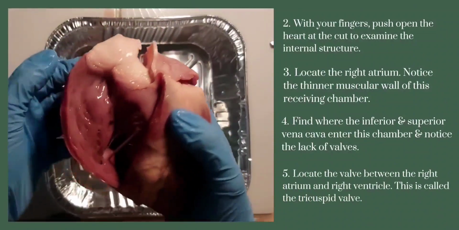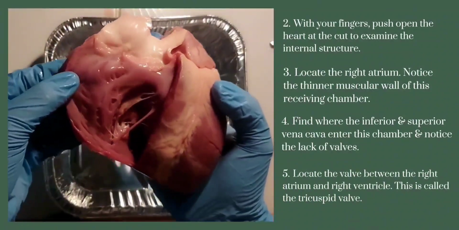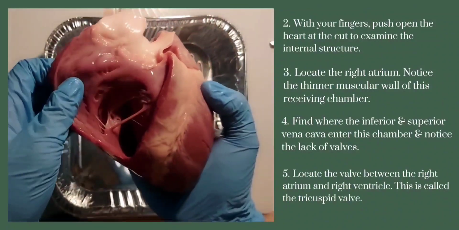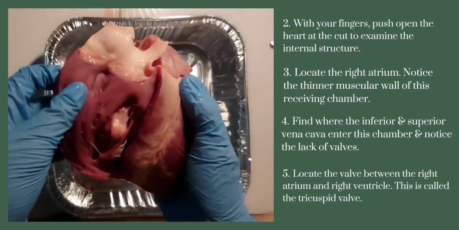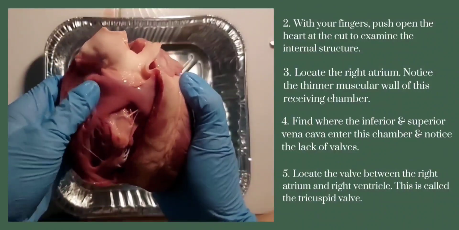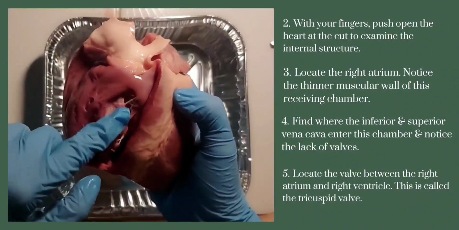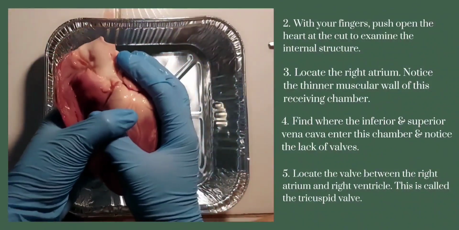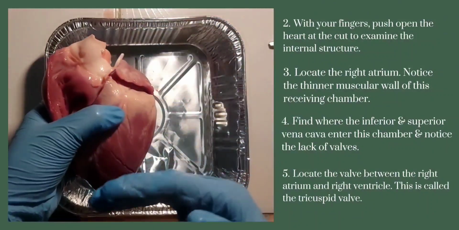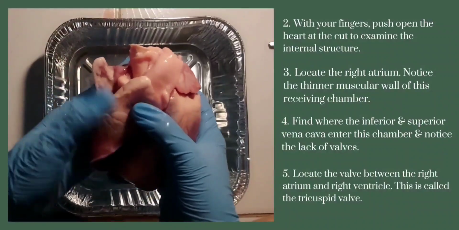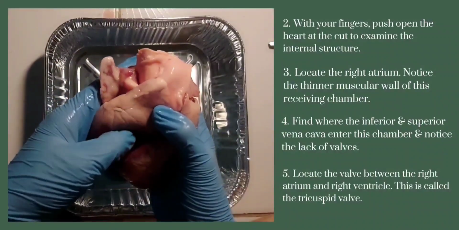Locate the valve between the right atrium and right ventricle. This is called the tricuspid valve. This valve allows blood flow from the right atrium into the right ventricle during diastole. Diastole is the period when the heart is relaxed. When the heart begins to contract, also known as the systole phase, ventricular pressure increases until it is greater than the pressure in the atrium, causing the tricuspid to snap closed.